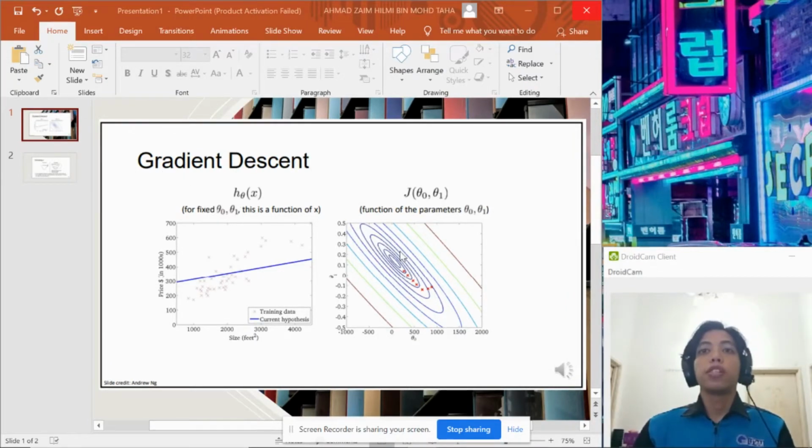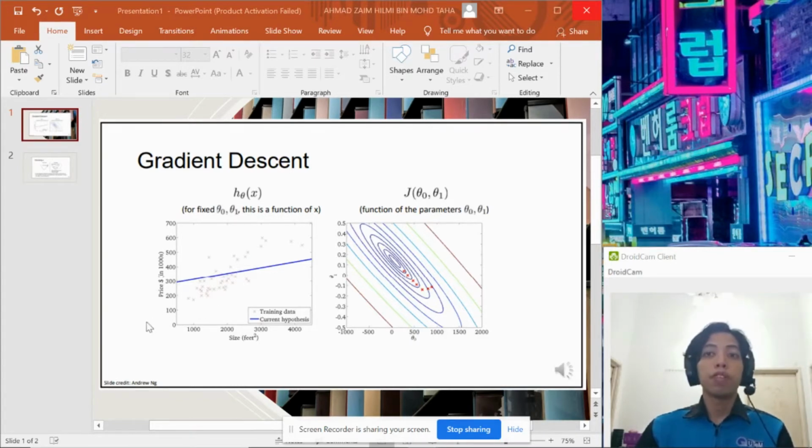Today I would like to explain gradient descent. This is an example of a contour figure of the cost function J, where the axes are theta 0 and theta 1, and the circles or ellipses represent the set of points with the same value of J of theta 0 and theta 1. On the left is the training data set that we use to make our hypothesis.